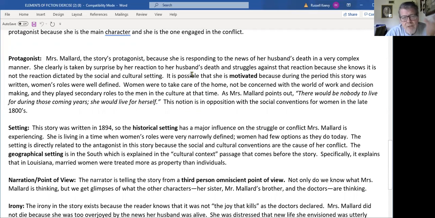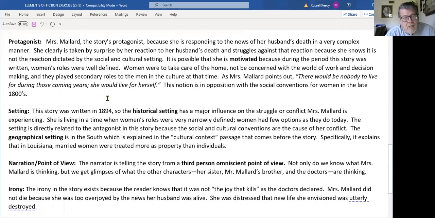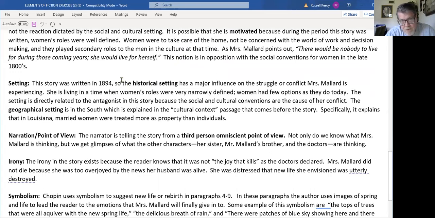And you can use textual evidence to help support your points in here. So here's a good example of that. Textual evidence is something that's actually in the story. So she says there'd be nobody to live for during those coming years. She would live for herself. This is kind of in opposition with social conventions for women in the late 1800s. I think you would probably agree. Setting's hyper important here. 1894, women's role in America, in a lot of places quite different than it is now. Expectations different. Gender roles totally different. Okay.